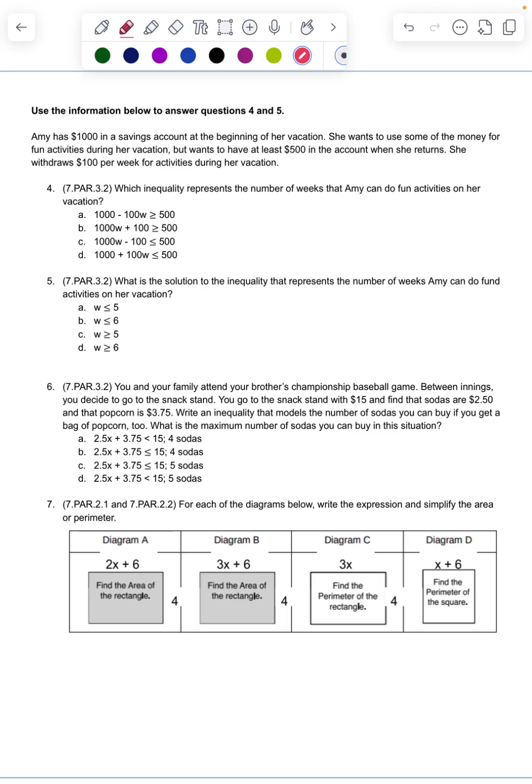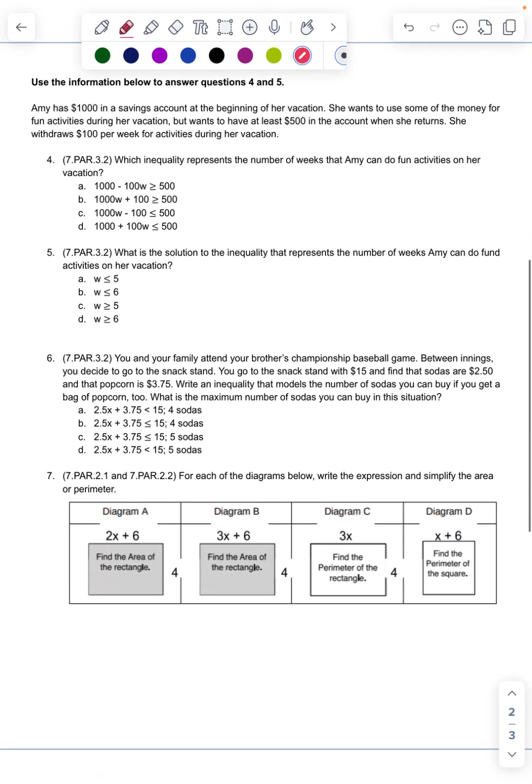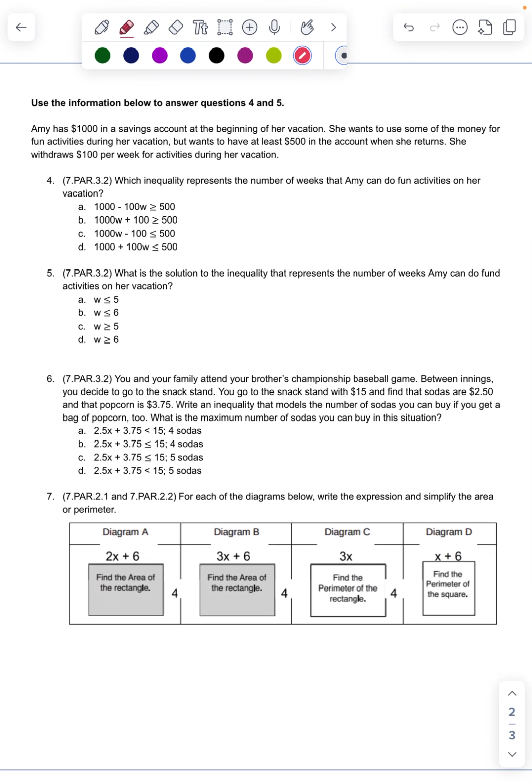Amy has $1,000 in savings at the beginning of her vacation. She wants to use some of the money for fun activities during her vacation, but wants to have at least $500 in her account when she returns. This one's a lot like the one right before it, okay?